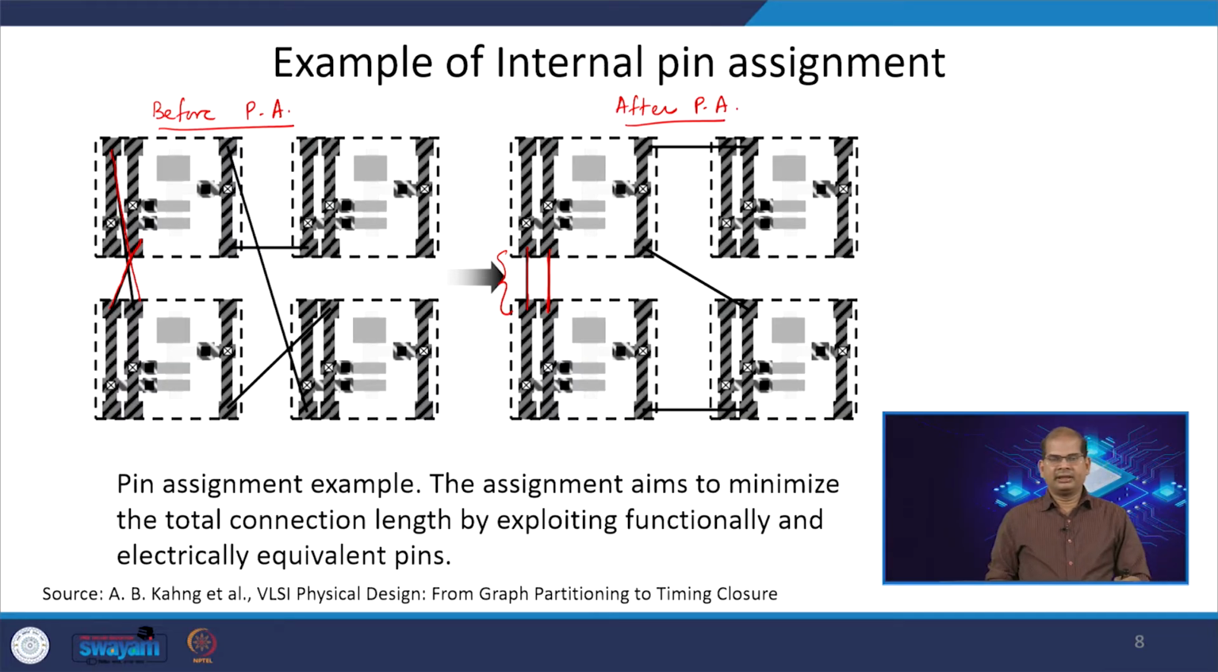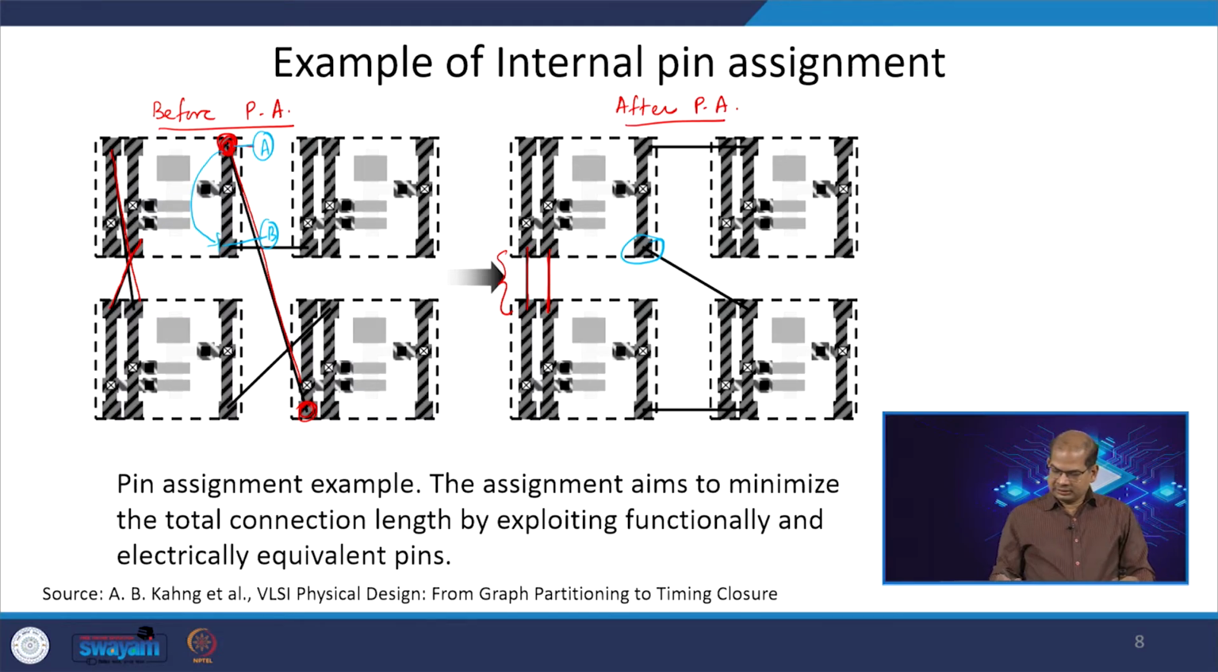So, let us take the example of an electrically equivalent net. If you can see here, from here to here, this connection is there. From this point to this point, there is a connection. The length of the interconnect is very large, but this is pin A and this is pin B. These two are electrically equivalent. If they are electrically equivalent, I can bring this connection to here. So, the connection has now come to here.